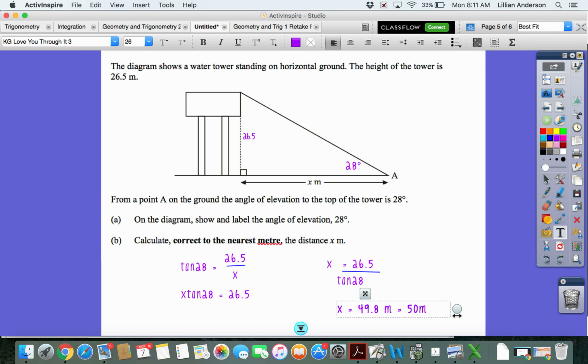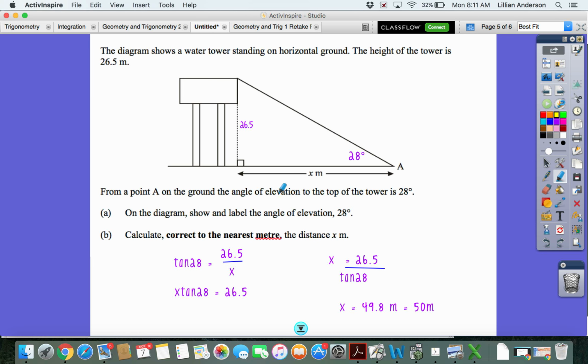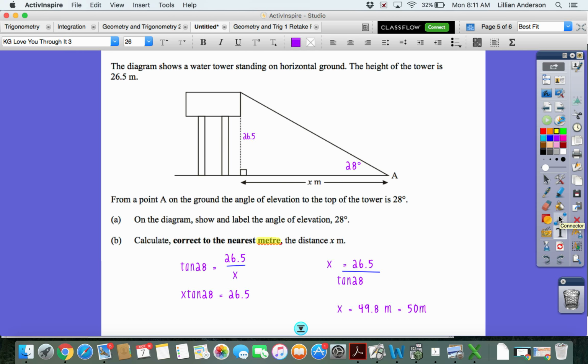And then you divide both sides by the tangent of 28. And you get 49.8 and some change, but of course you round to the nearest meter. Make sure you do go back and reread the directions so that you can make sure you're rounding the appropriate way. And of course that would be 50 meters.